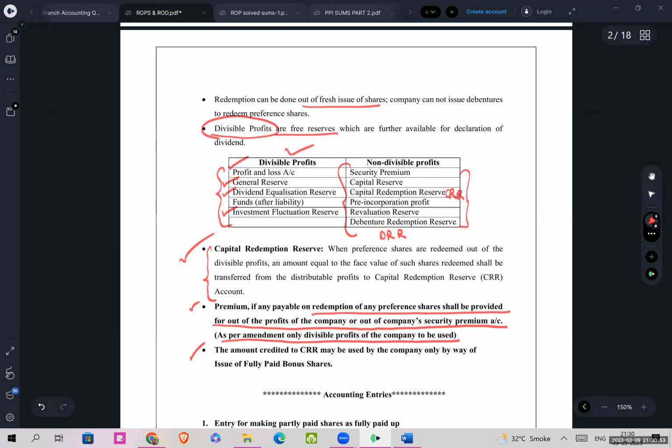And the third mention is that the amount credited to CRR may be used by the company only by way of issue of fully paid bonus shares. So that amount will be credited to CRR where there is an issue of fully paid up bonus shares. मतलब bonus shares भी partly paid up नहीं हो सकते. ओके अगर आपको बोनस शेयर्स डिक्लेयर करना है तो आपको उनको फुल्ली पेड अप बनाना पड़ेगा, फिर ये आप डिक्लेयर कर सकते हो.